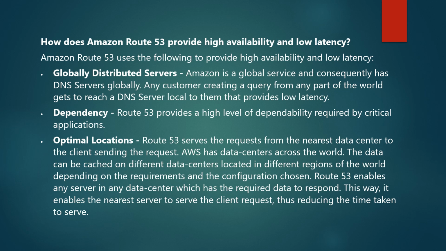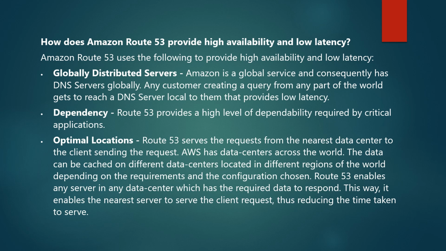Next question. How does Amazon Route 53 provide high availability and low latency? Amazon Route 53 uses the following to provide high availability and low latency. Globally distributed servers. Amazon is a global service and consequently has DNS servers globally. Any customer creating a query from any part of the world gets to reach a DNS server local to them that provides low latency.